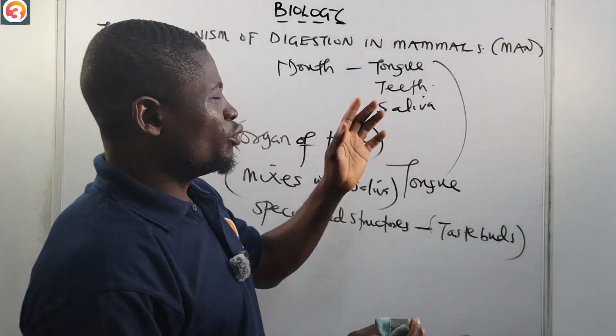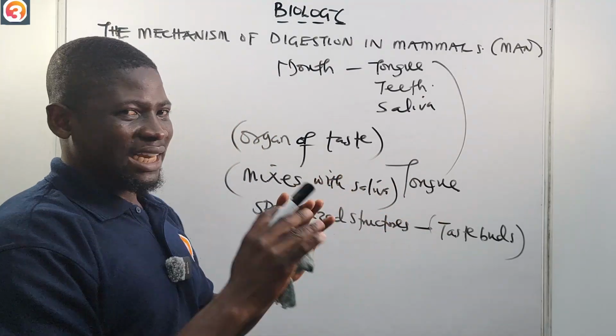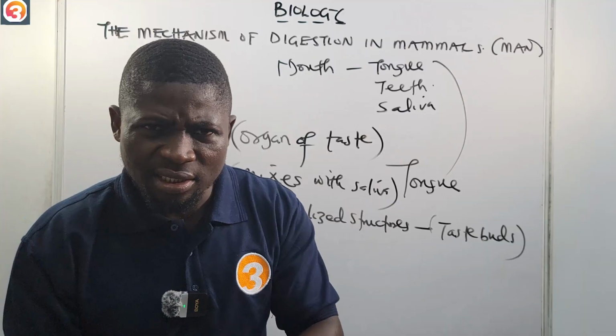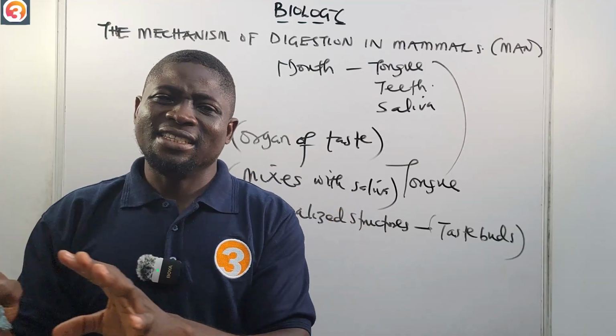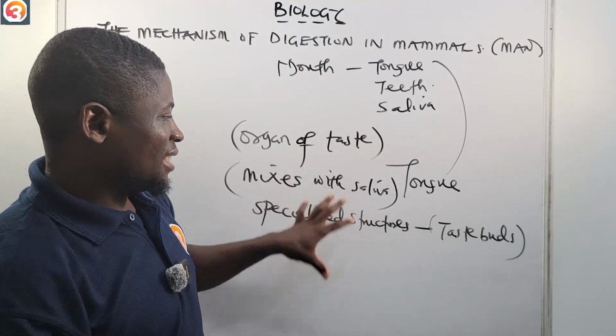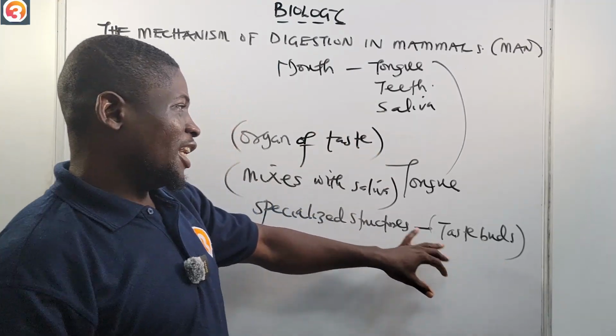Okay, so now the tongue will move the food around the mouth, mix it with saliva, and then be able to push it to the next part of the digestive system, or of the alimentary canal. So it has specialized structures known as the taste buds that enable us to taste.